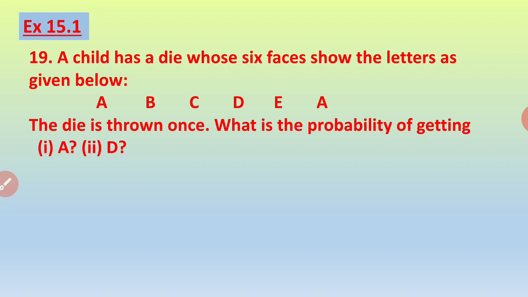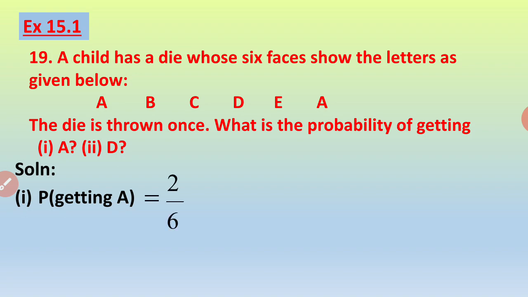Further, the dice is thrown once. What is the probability of getting A, then D also? So let us try to find out. There are 6 faces, 6 alphabets, and we have to check the probability for A. Now A is repeated twice, out of 6 chances. So the probability of getting A will be 2 by 6, which can be reduced further to 1 by 3.